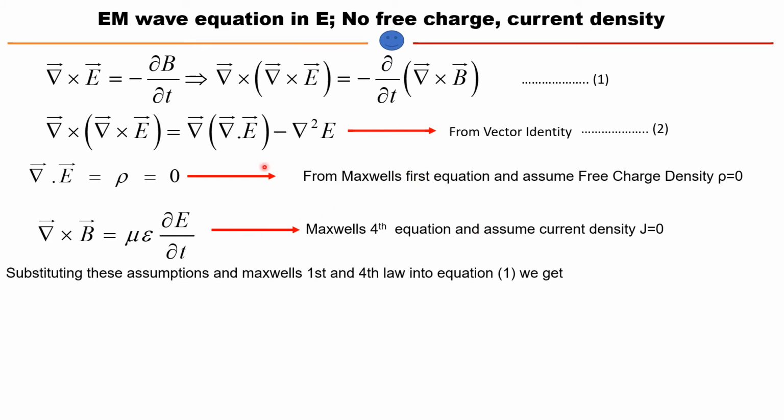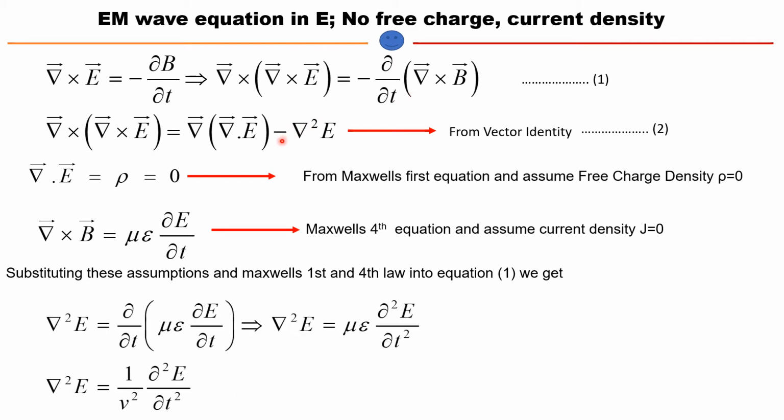By substituting these two equations in the first equation, the divergence term is 0, so minus grad square E is minus del by del t of curl of B. The minus signs cancel from both sides, and curl of B is mu epsilon del E by del t. So we get grad square E equal to mu epsilon del 2E by del t square. On the left is the second derivative with respect to space, and on the right the second partial derivative with respect to time. This is our famous wave equation in 3 dimensions, and we can replace root over mu epsilon by the wave velocity, written as 1 by v square.